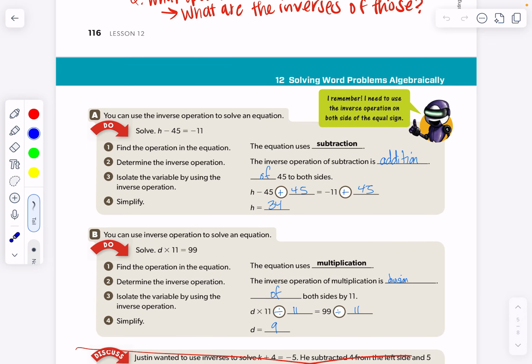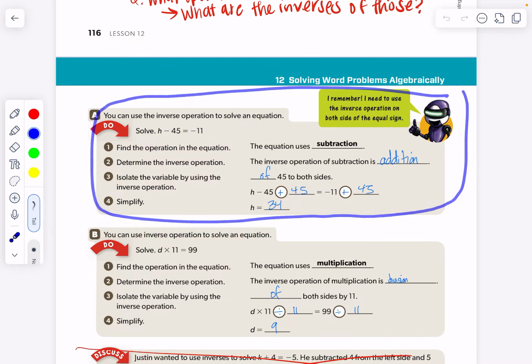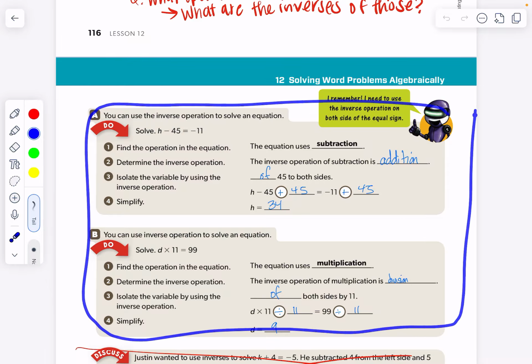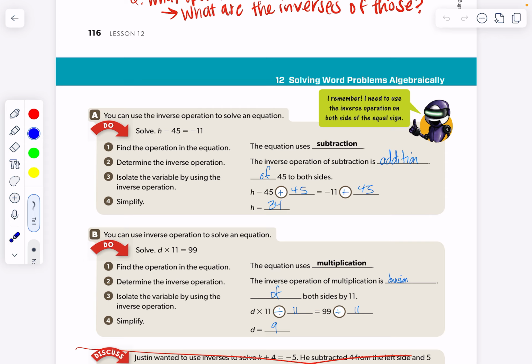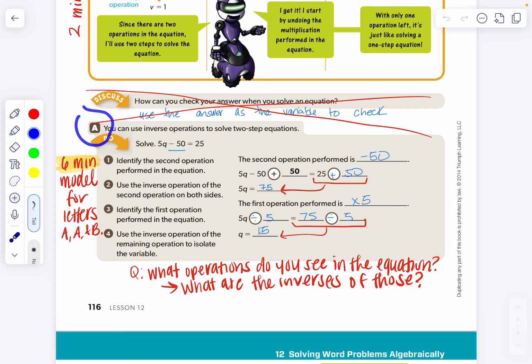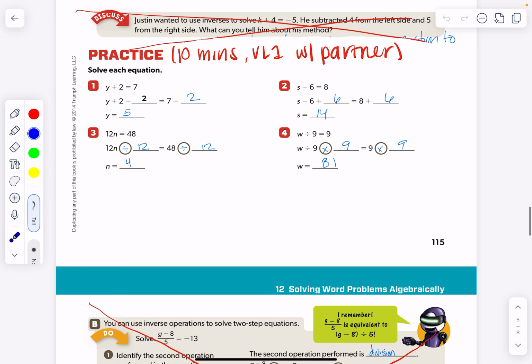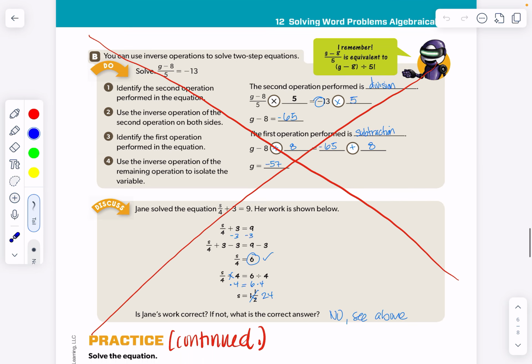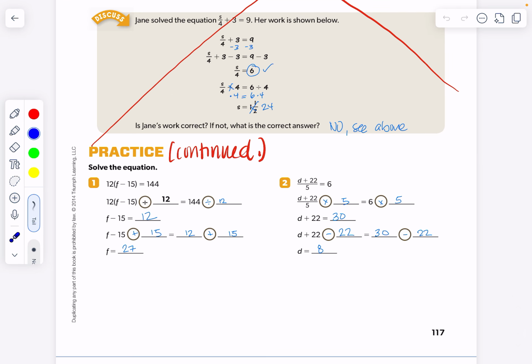Then you are going to model for students. This is a one-step equation. You might want to start here, only because this is an example. These two questions actually are examples that students may be familiar with because they have already practiced one-step equations before you jump into this model here. And so from there, students are going to start their 10 minutes of practice. Questions 1 through 4 are all one-step equation practice, so they should not struggle.